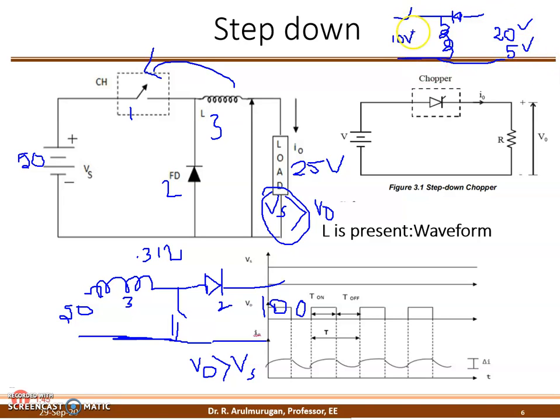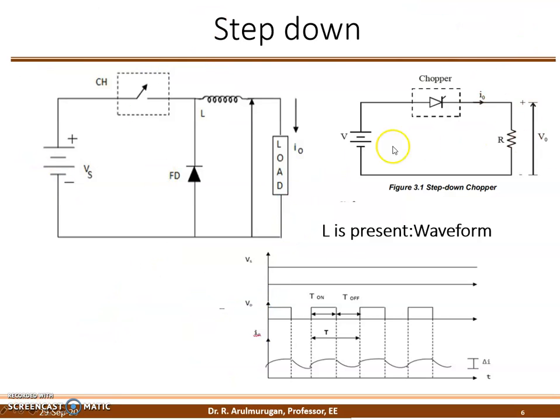How is it possible? You apply the firing angle, and you vary this firing angle to get the boost as well as the buck operation. That's all. This is called a buck-boost converter. So this is about the three converters. Further, we're going to go deep into the step-down converter, or buck converter.